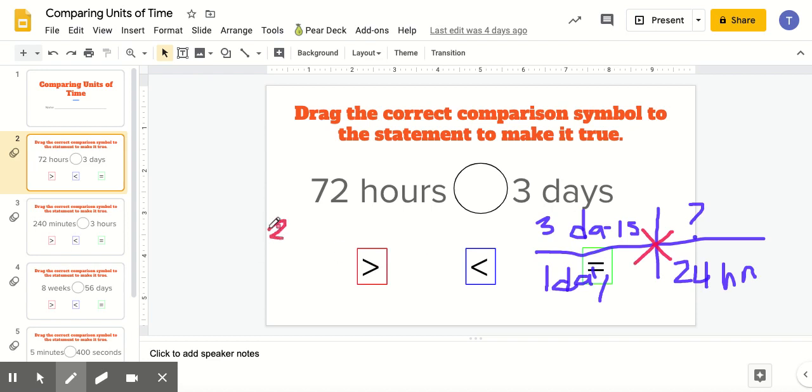So 24 times 3. 4 times 3 is 12, so 2 goes down here, 1 goes up here. 3 times 2 is 6, plus 1 is 7. So 3 days is equal to 72 hours.